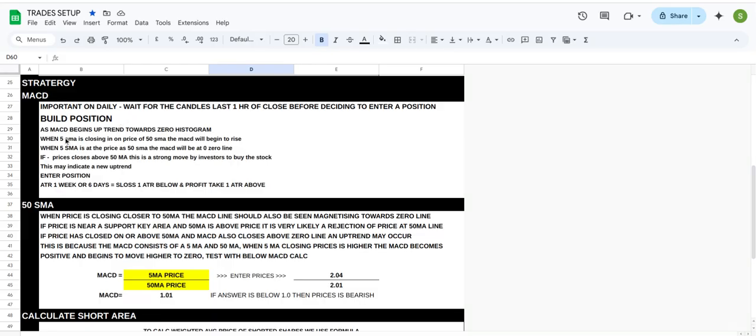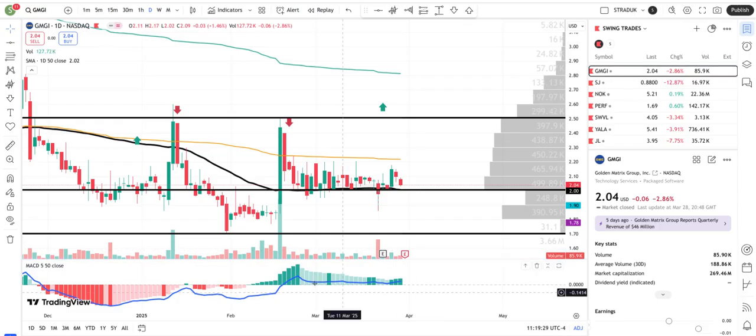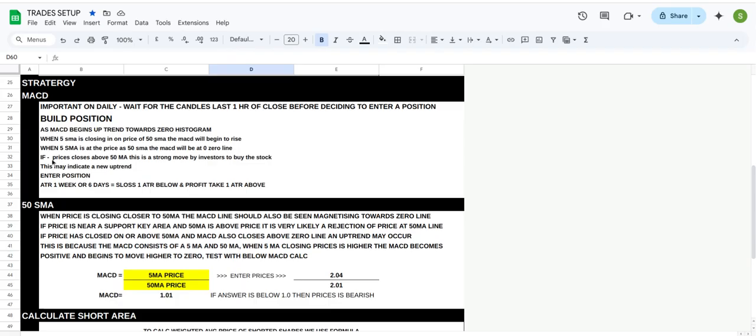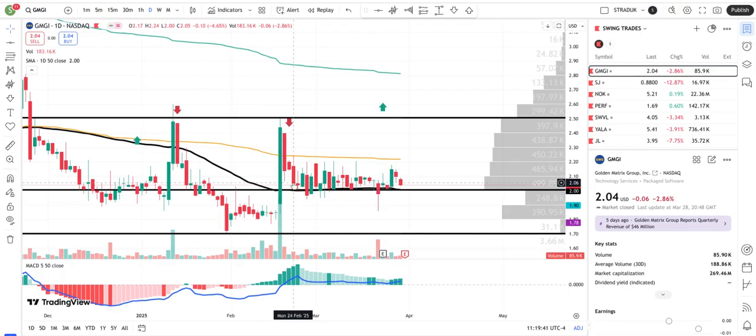When the 5 SMA is closing in on the price of the 50, the MACD will begin to rise, which is exactly what it does. When the 5 SMA is at the price of the 50 MA, then the MACD will be at the zero line. Let's confirm that. Yes it is. If price closes above the 50-day MA, this is a strong move by the investors to buy the stock. Well, it is, because it's holding above the $2 mark.